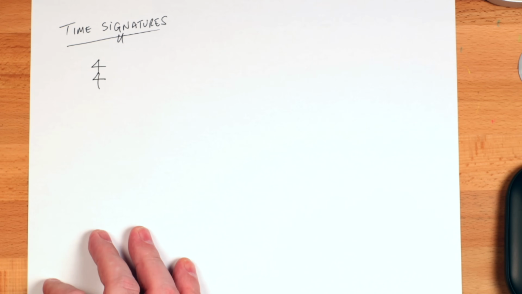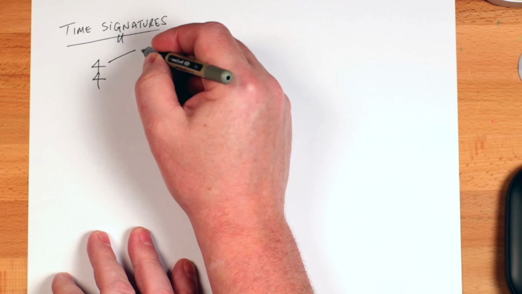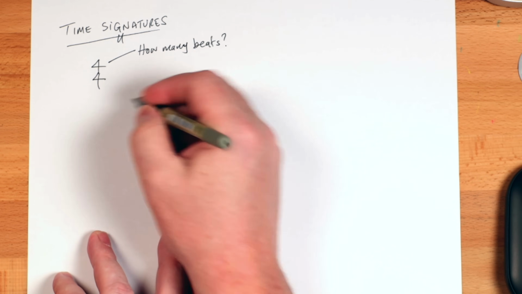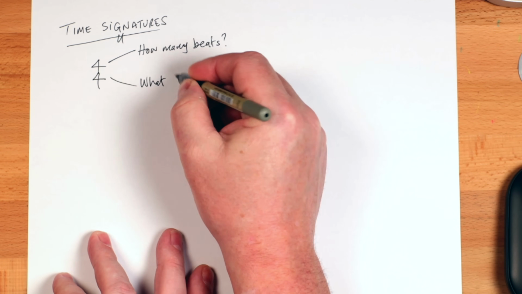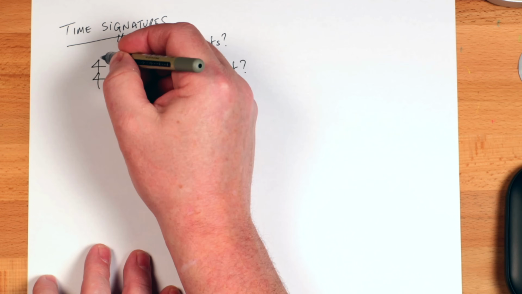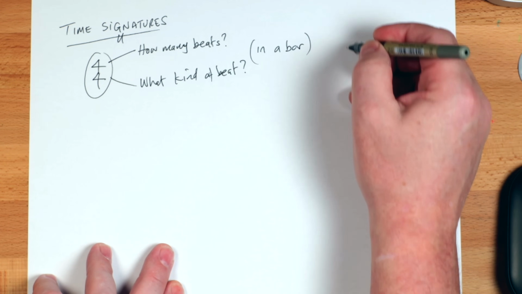You'll find this at the beginning of a piece of music. The easiest way to look at it is, this is how many beats in a bar, and this bottom is what kind of beat. What we're going to think about is that this says that it's in a bar, and the way I think of a bar is like this.